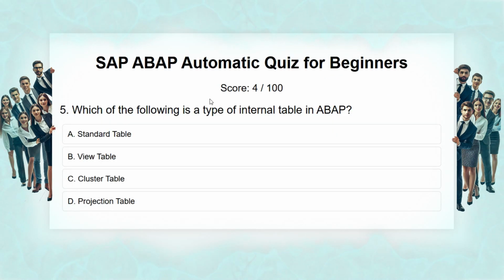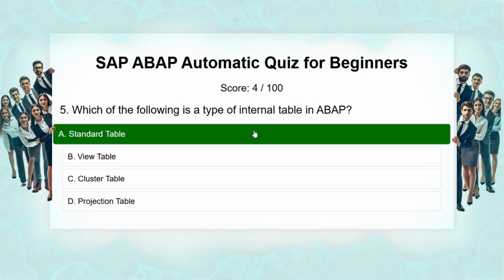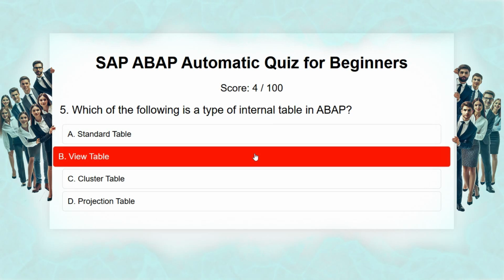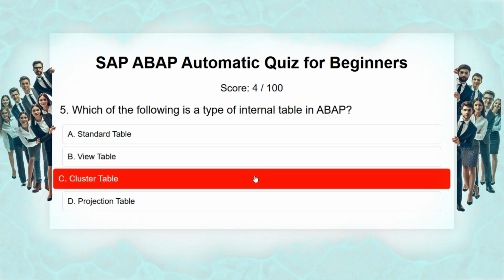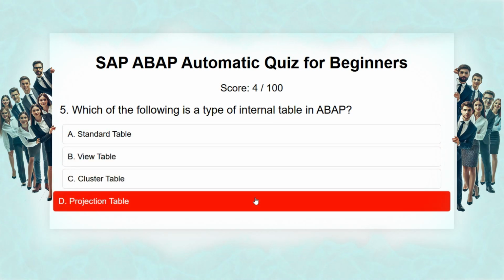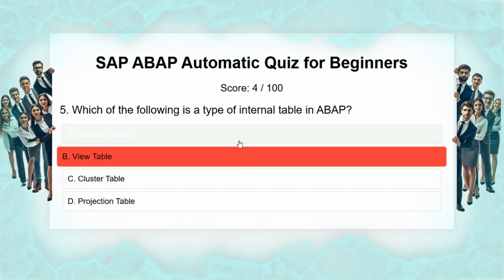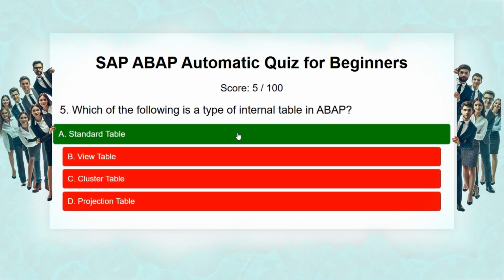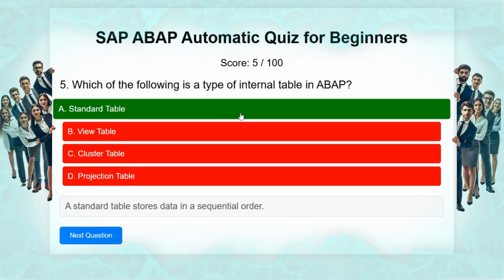5. Which of the following is a type of internal table in ABAP? A. Standard table. B. View table. C. Cluster table. D. Projection table. Correct answer. A standard table stores data in a sequential order.